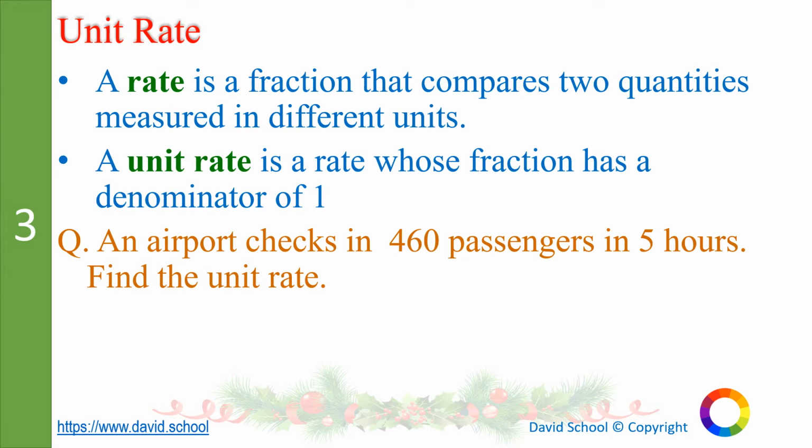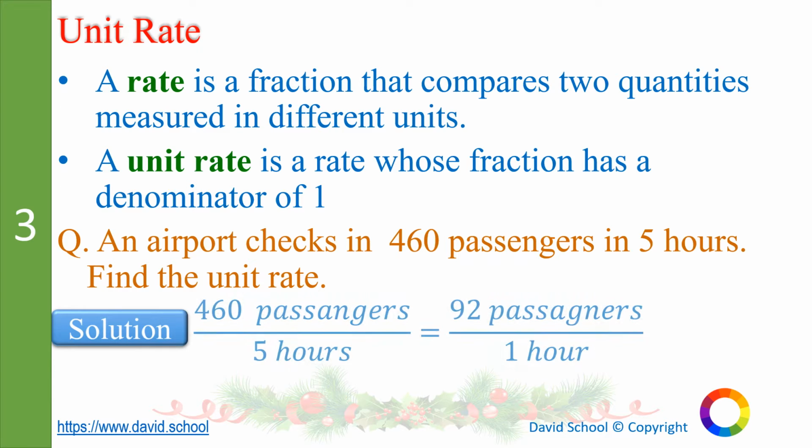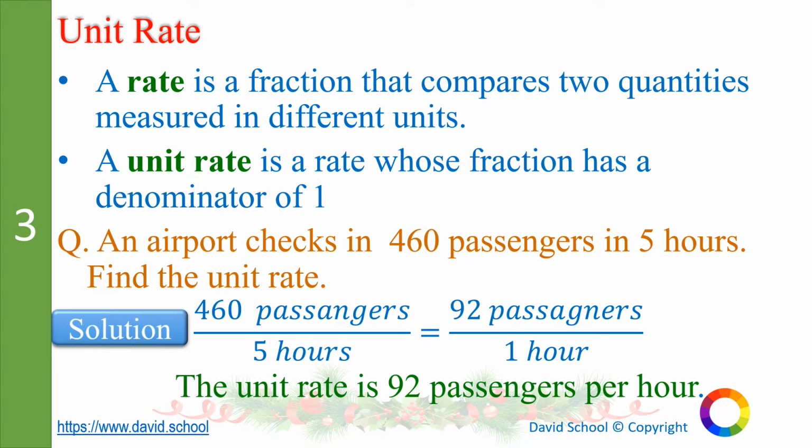An airport checks 460 passengers in 5 hours. Find the unit rate. So there are 460 passengers in 5 hours, which is 460 passengers over 5 hours, and that gives you 92 passengers per hour. The unit rate is 92 passengers per hour.